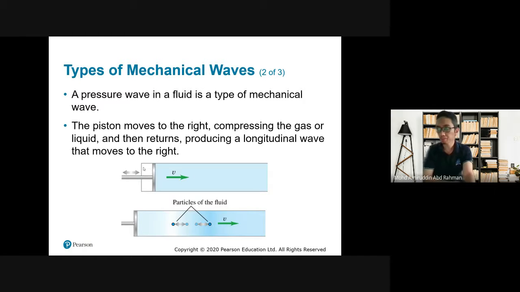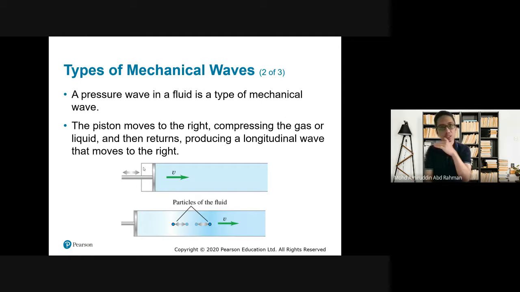Pressure waves in a fluid are also a type of mechanical wave. For example, we move a piston to the right and to the left and right. Let's say we are pumping the water, so we move right, left and right. It compresses the liquid, so it produces a longitudinal wave that moves to the right.